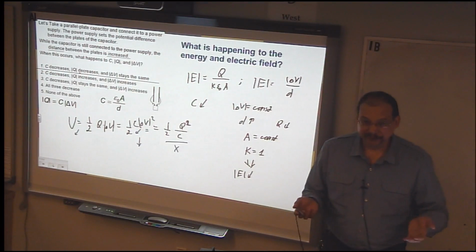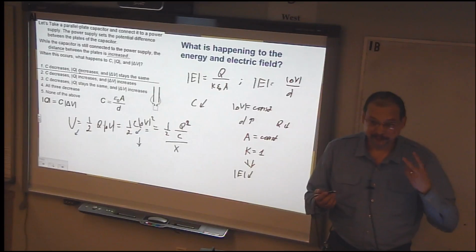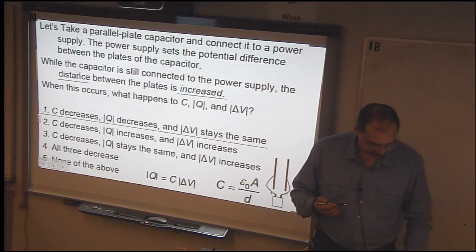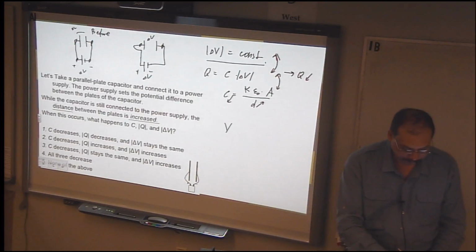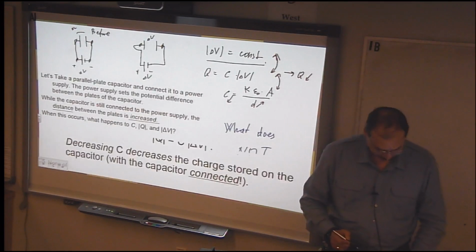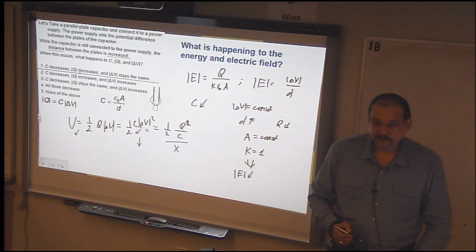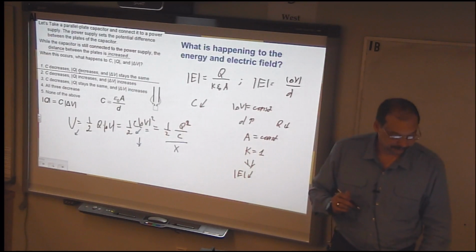It's a standard reasoning. We're going to do a little bit more examples, but every time we have to ask two questions. First question: what does not change? And second question: which equation has only one changing variable? That's it.